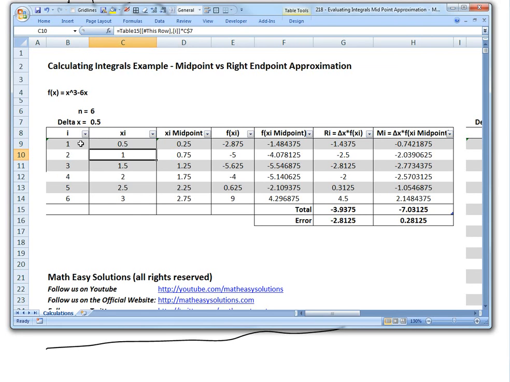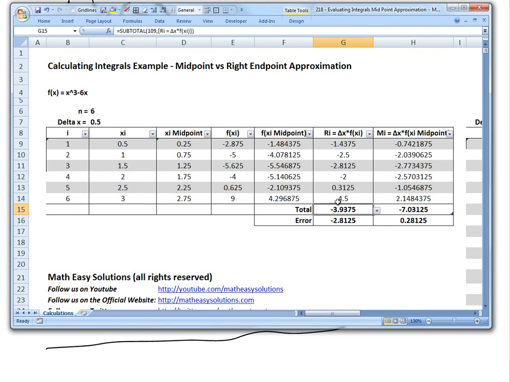So f of xi using the right endpoint is just going to be this to the power of 3 times minus 6, etc. Then for the midpoint we just do the exact same thing, using the midpoint xi. The right sum for the first rectangle is going to be delta x times f of xi. And then the midpoint is going to be delta x times the f of xi midpoint one. So that's all we do here. Then we sum it up. And we know that the answer is negative 6.75.